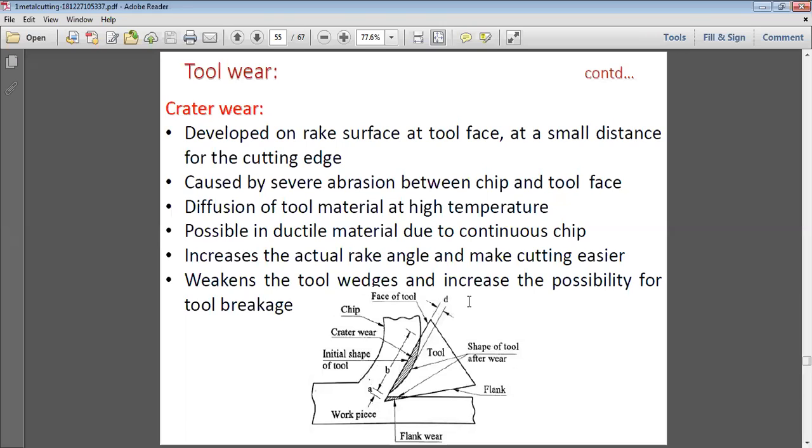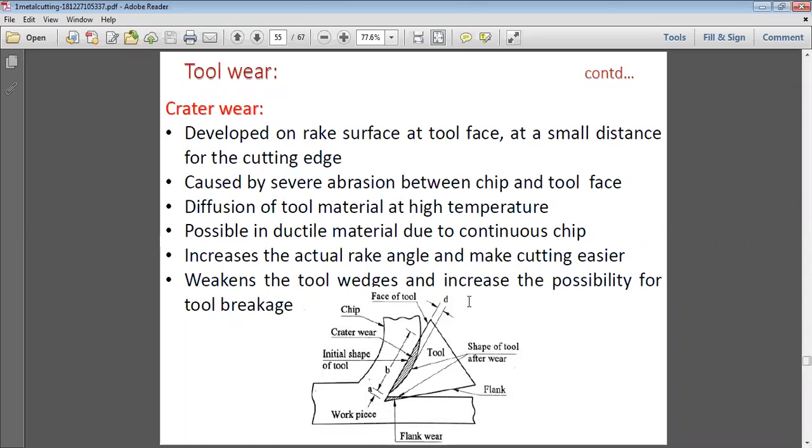And because we are working in a high temperature zone, the tool edges will weaken with the span of time, and as crater wear goes on increasing and increasing, ultimately a point will be reached when it hits the threshold value for the strength and hardness of the tool, resulting in breakage of the tool. Clear? So the major drawback of crater wear is that it weakens the tool edges.